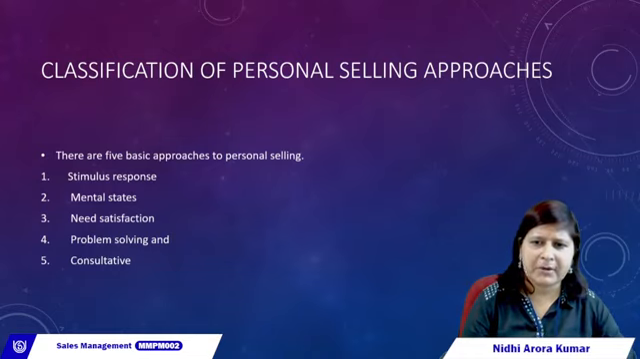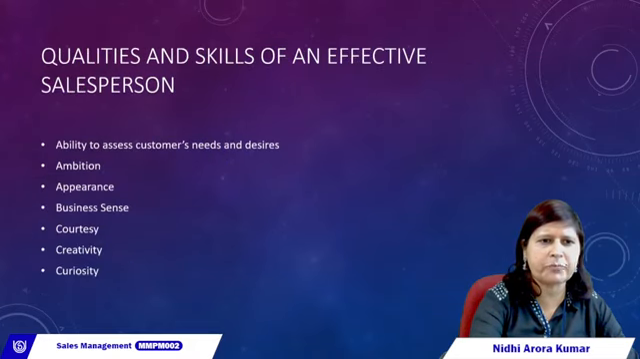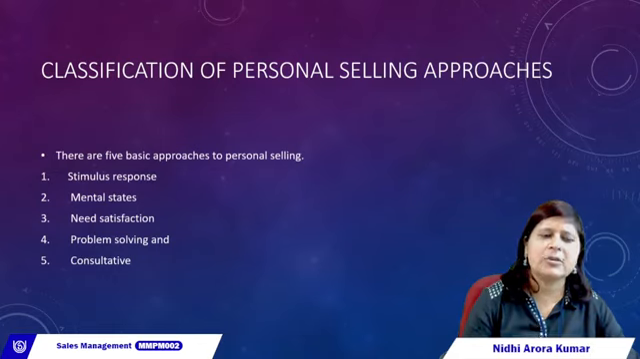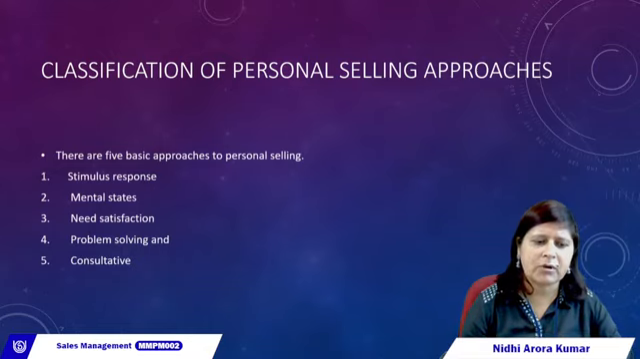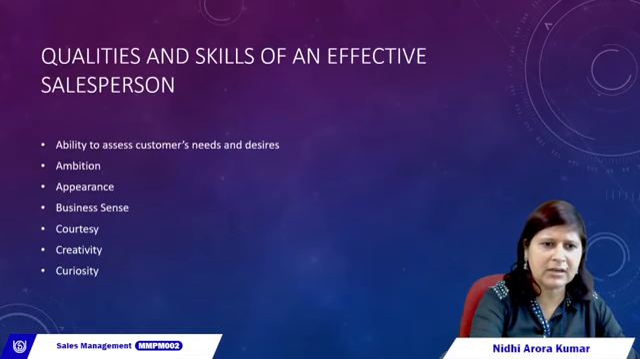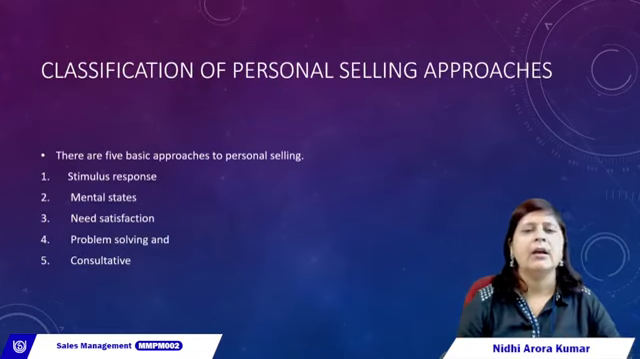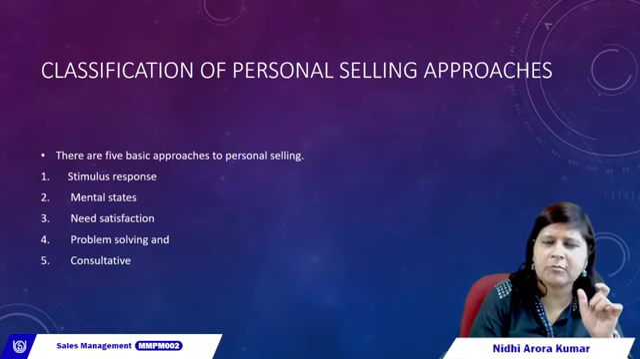Classification of personal selling approach, right? There are five basic approaches of personal selling, right? That is the stimulus response, mental states, need satisfaction, problem solving and consultative. So these are the five basic approaches of personal selling, right? Stimulus response, the first basic approach is stimulus response.